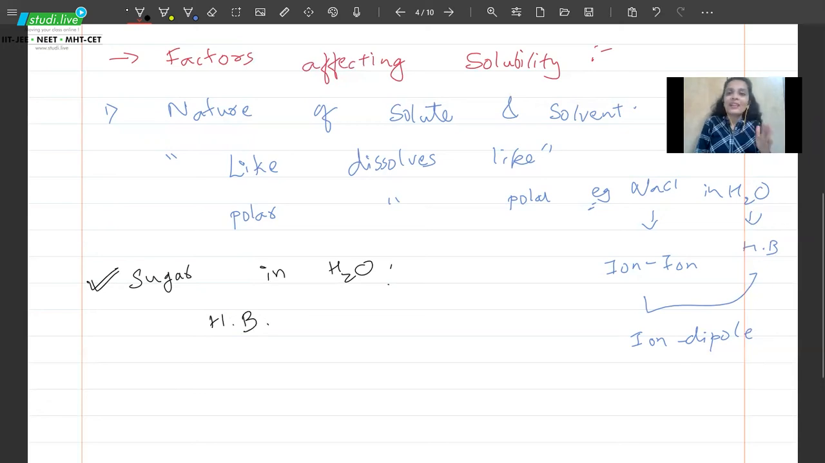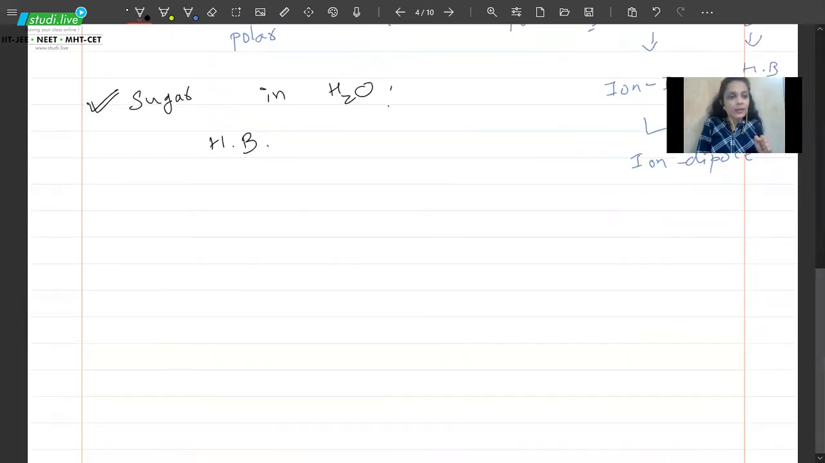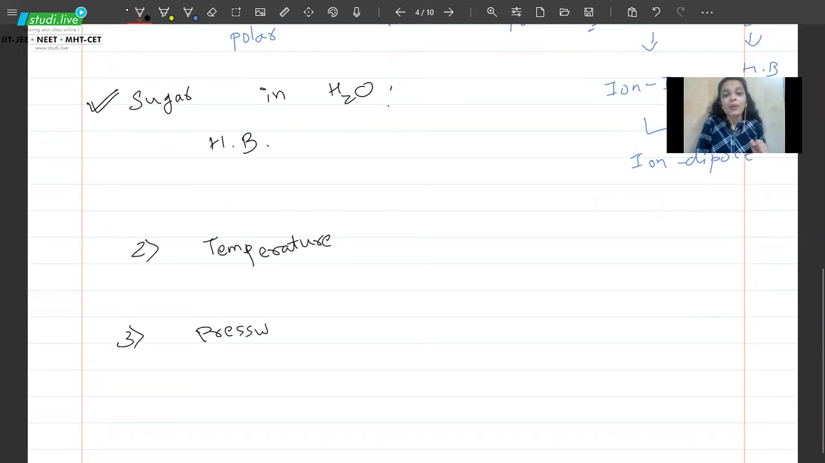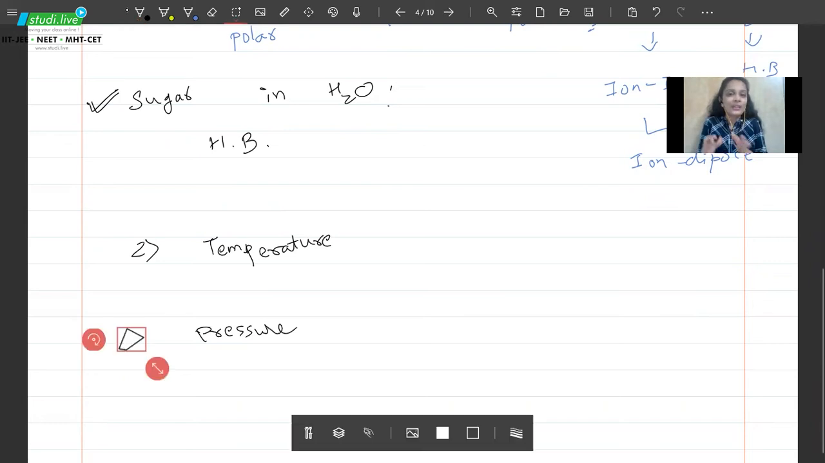Yes, so the factors affecting solubility. The first factor that we had discussed is nature. Two more factors that we are going to discuss one by one. The second factor is temperature. And another factor that we are going to discuss is pressure. That is our topic of discussion for today's lecture.